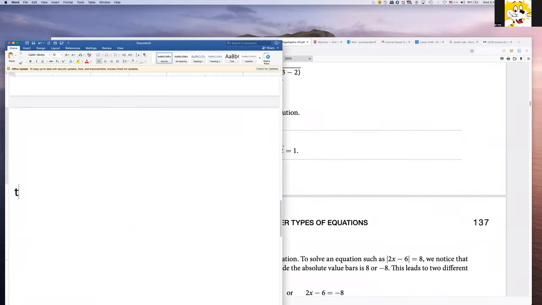So this is topic 2, right? Union and intersection. All right. So let's talk about union and intersection.